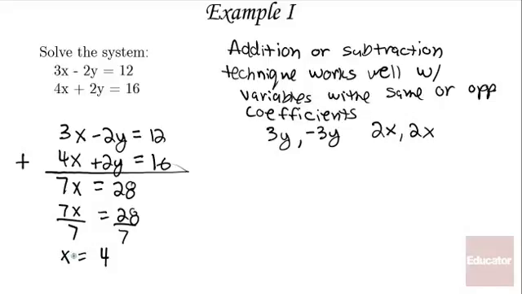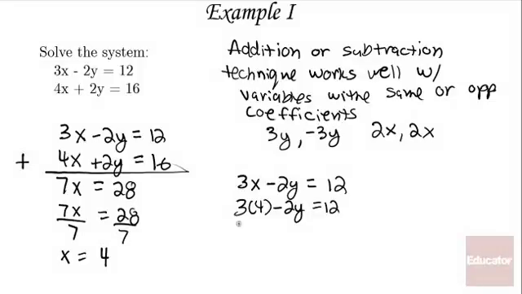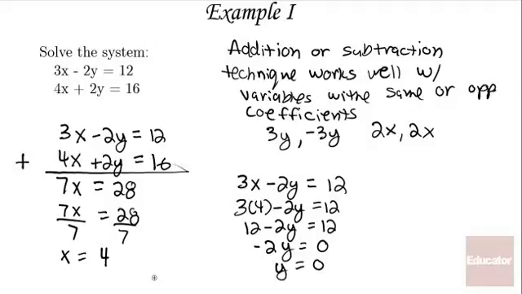Now, once I have x equals 4, I can substitute that back in to one of these equations. I'm going to go ahead and select the top equation, the first equation. 3x minus 2y equals 12. Substitute 4. That's going to give me negative 2y equals 0 when I subtract 12 from both sides. Dividing both sides by negative 2, I get y equals 0. My solution to this system of equations is then that x equals 4 and y equals 0.